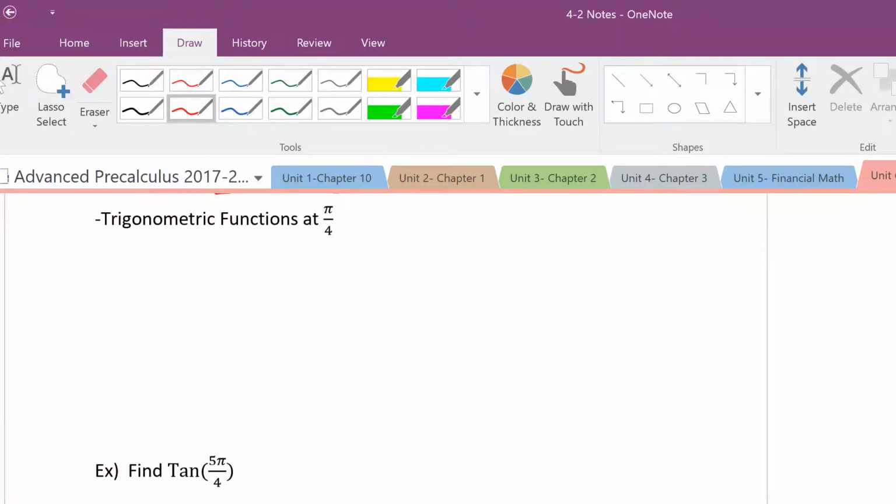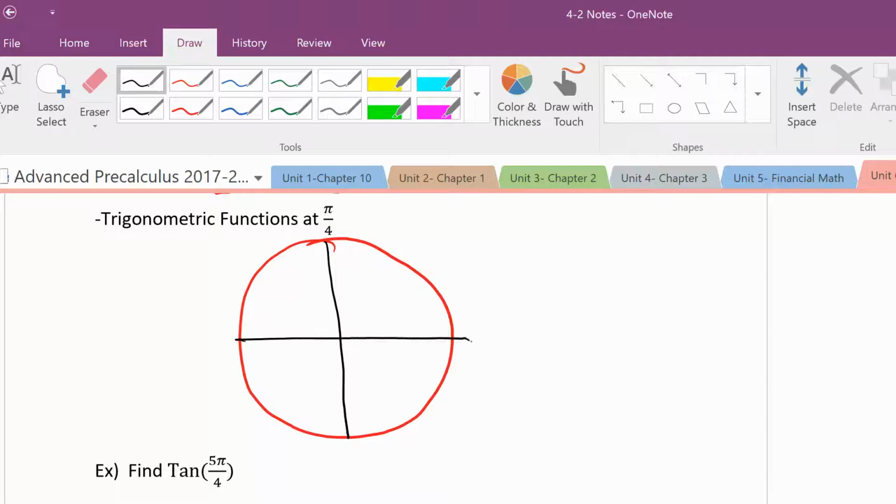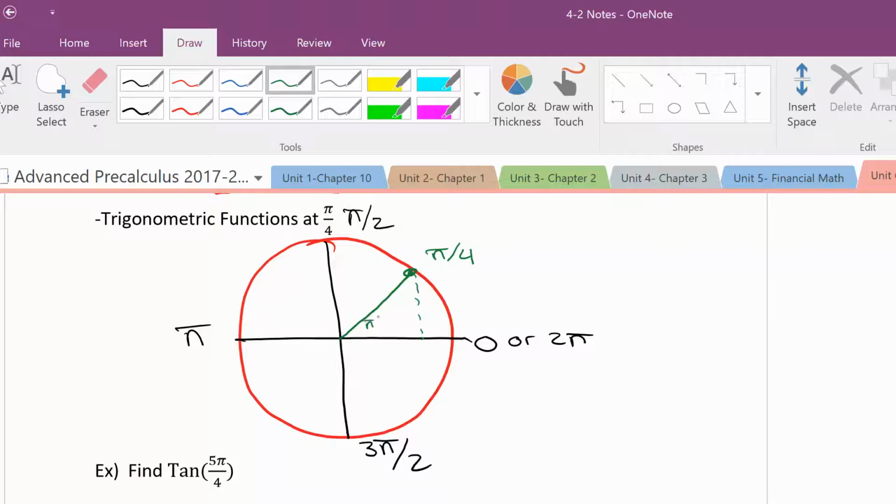All right, trigonometric values of pi over 4. If you think of the picture, and remember this is 0, pi over 2, pi, 3 pi over 2, and then back to 2 pi again. If it's at pi over 4, it's in the first quadrant here, right in the middle. So when you draw your triangle here, this pi over 4 angle means that these two sides are the same because it's right in the middle. It means you're going to have equal sides.